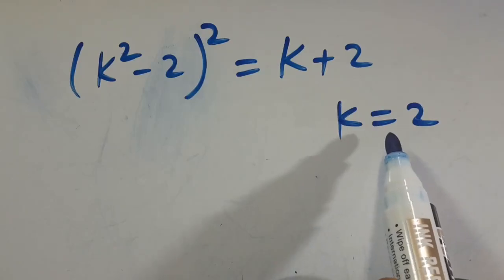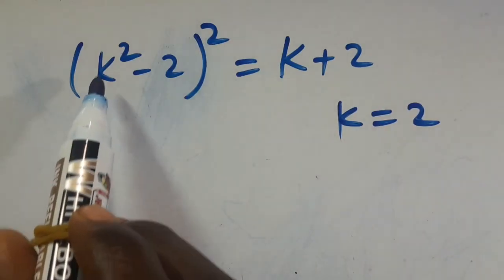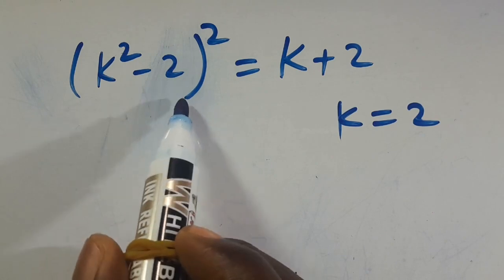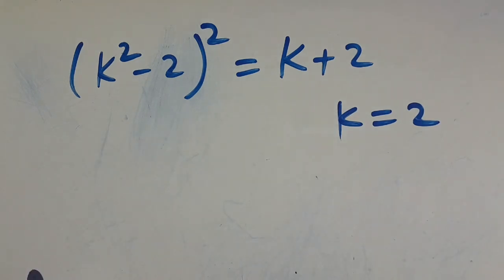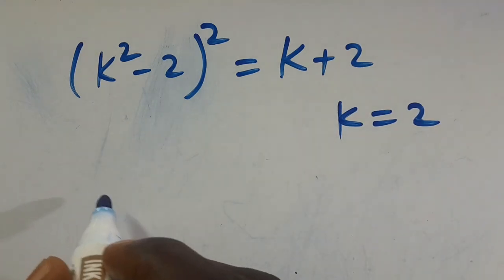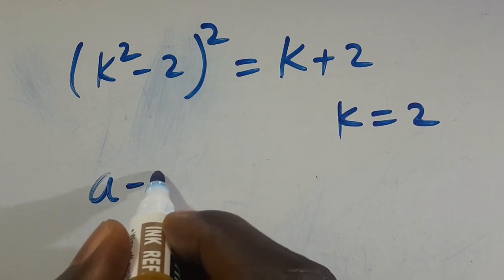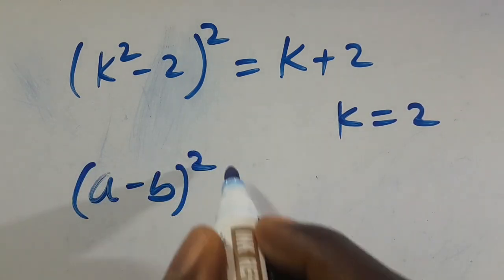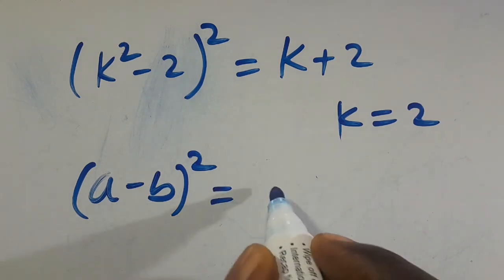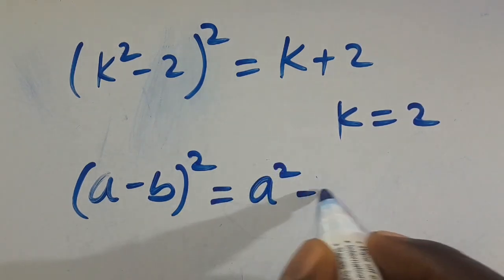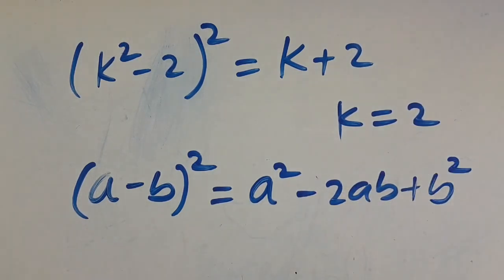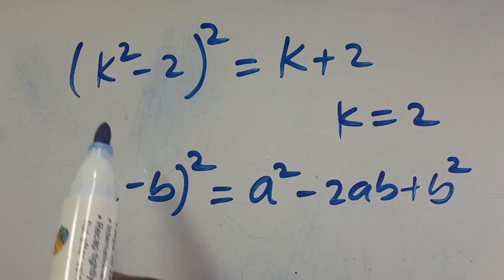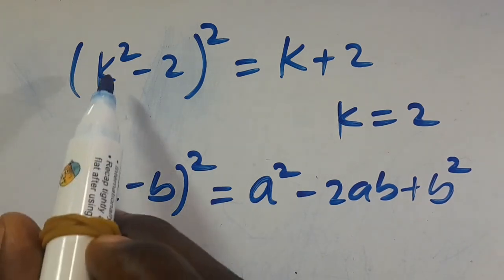What is the value of k, given that (k² − 2)² = k + 2? Let us recall from the algebraic expression that (a − b)² always equals a² − 2ab + b². So when we apply it here, we have our a to be k² and our b to be 2.